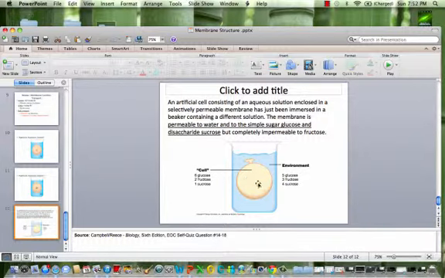So 6 and 5, that's 11. So at the end of the experiment, when everything comes to equilibrium, we'll have 5.5 outside, 5.5 inside. And then the same with sucrose, 1 and 4, that gives us a total of 5. So 2.5 outside, 2.5 inside. Now fructose, remember, that doesn't move across. So at the end of the experiment, no matter how long you wait, you'll have 2 inside, 3 outside.